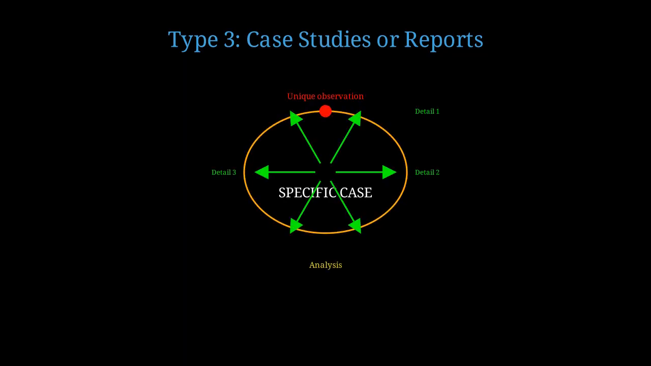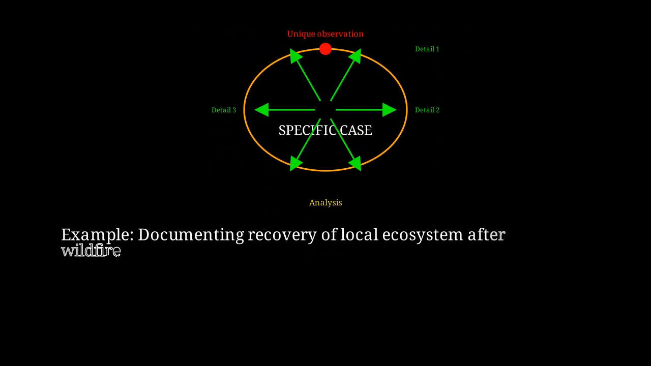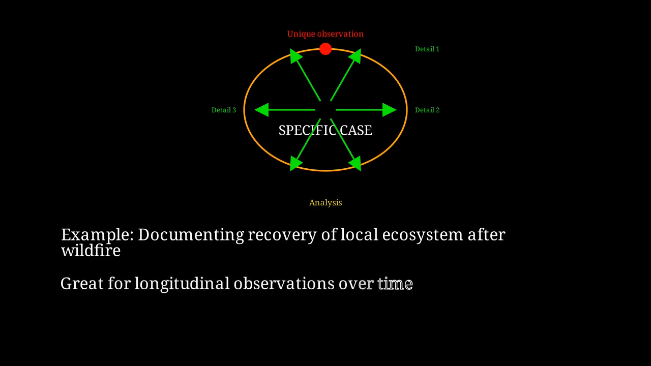Type 3 is case studies or reports. These present detailed analysis of a specific situation, event, or phenomenon. Case studies focus on one specific example and extract deep insights from it. Maybe it's an unusual medical case, a unique ecological event, or an interesting social phenomenon. For example, if there's a wildfire in your area, you could document how the local ecosystem recovers over months or years. Which species return first? How does soil composition change? That's valuable scientific documentation. Case studies are particularly great if you can make observations over an extended period. Universities love to see sustained commitment to a research project.